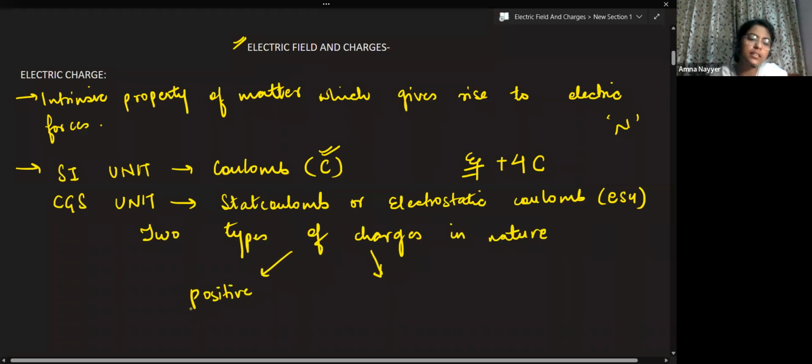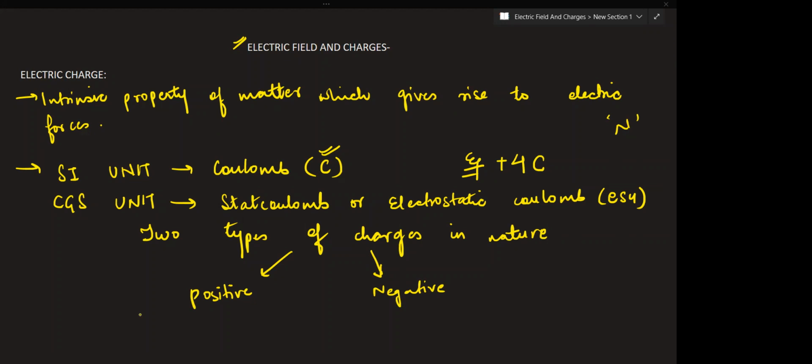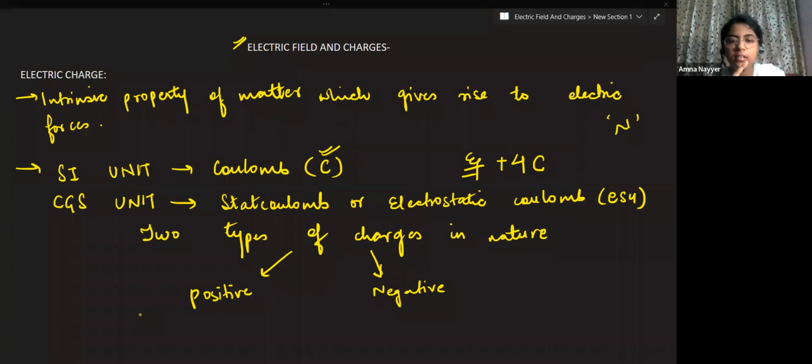So do you think these names, positive and negative, are given on some basis or are they just randomly given? Any idea? Positive charge, negative charge. Is it on any basis? On some basis. Okay, yes. Rest of you also, please respond. You can write to me in the chat box. It is on some basis. Atif? It is based on some basis.